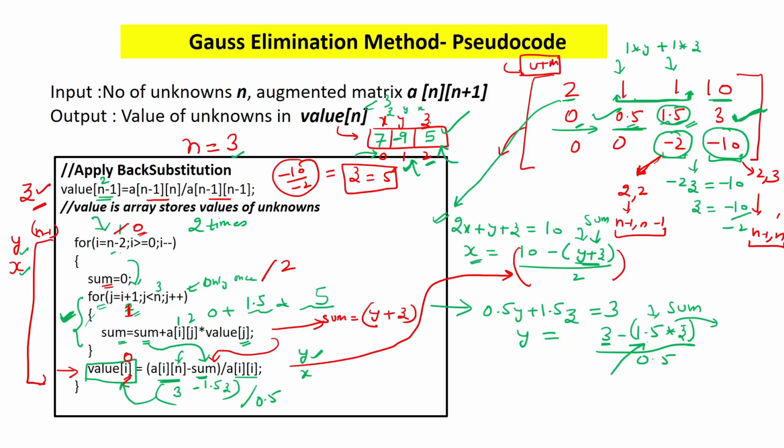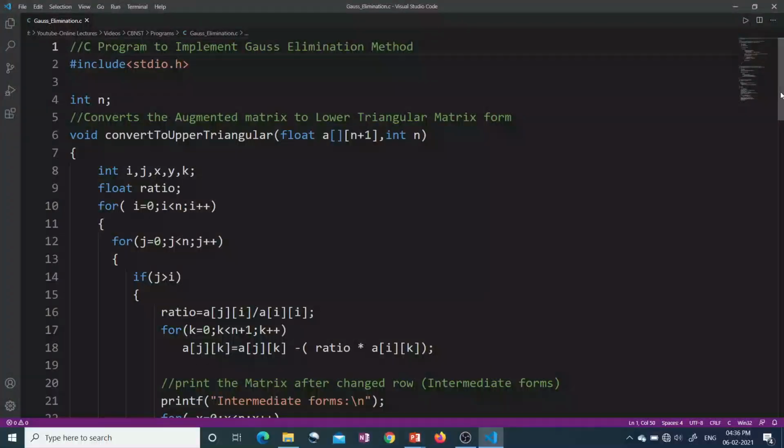So I would highly recommend that if you have not understood the pseudocode, you just pause the video or rewind the video, listen to the video again, and do some rough work to understand how this code is implementing the pseudocode. So now let's understand how we will write this C program using this pseudocode to implement this Gauss elimination method in a C program. So this is our C program to implement the Gauss elimination method.